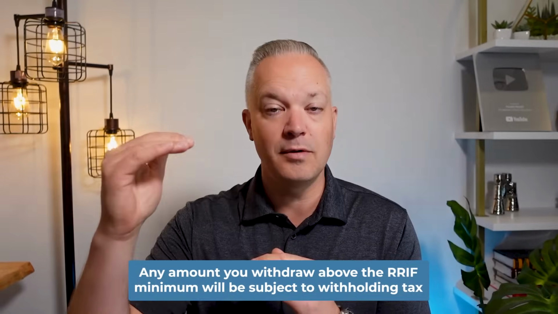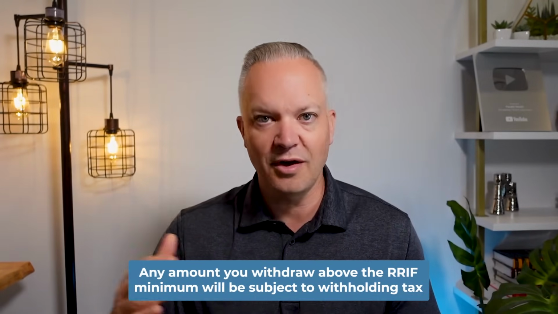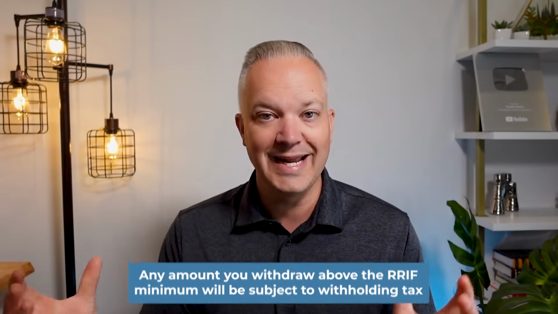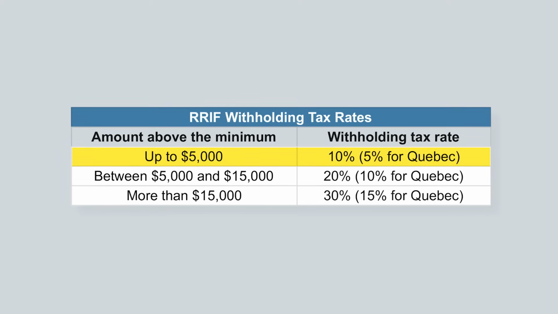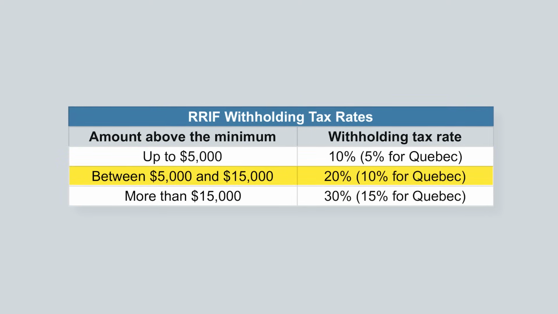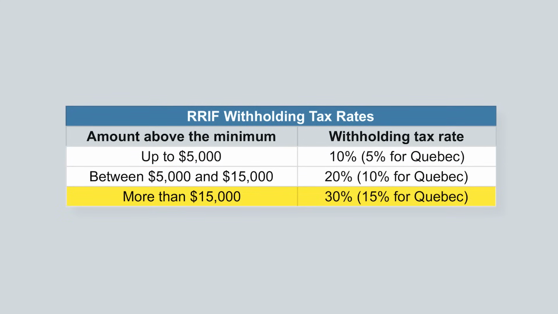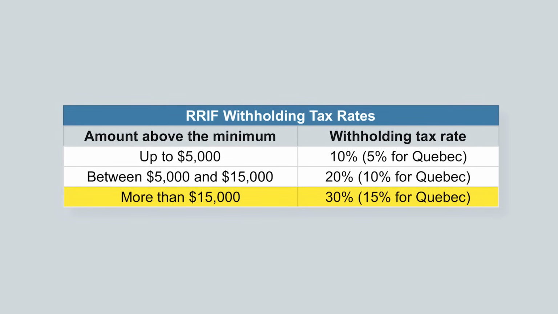So the minimum amount on your RRIF, there's no withholding tax. Above the minimum amount, there's going to be a withholding tax based on the scale. So across Canada, Quebec's a little bit different. We'll link that below. But for most Canadians, it's going to be from $0 to $5,000 above the minimum will be a 10% withholding tax. From $5,000 to $15,000 is 20%, and above $15,000 is 30%. Now again, you're only withheld on amounts above that minimum amount.